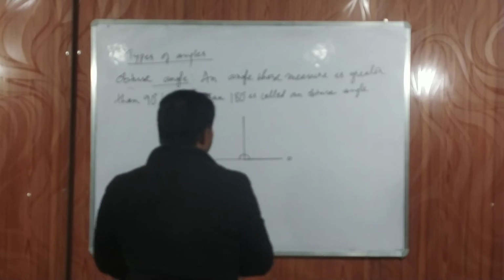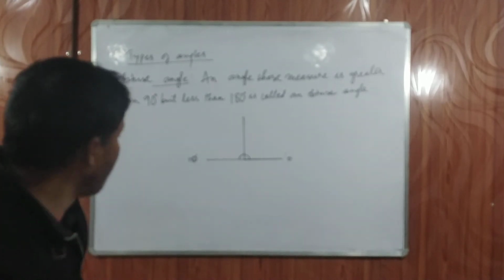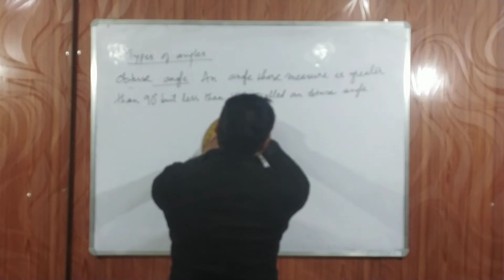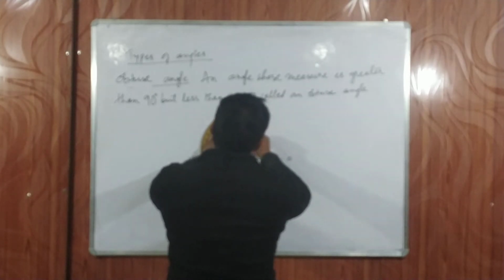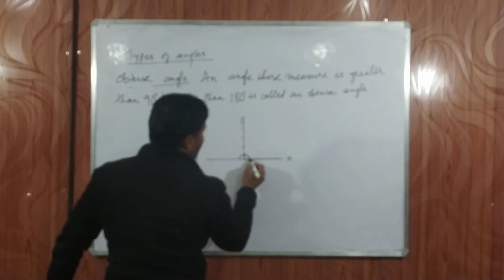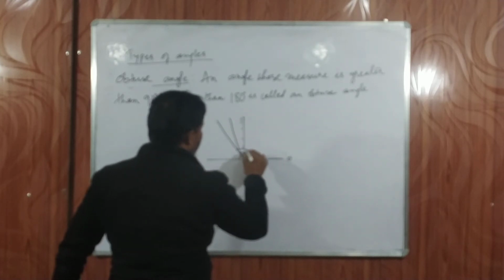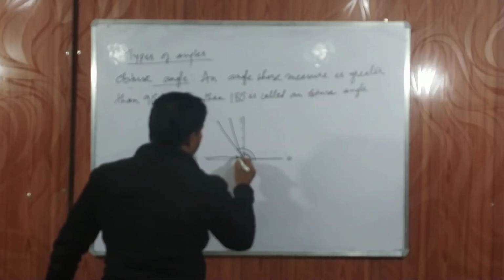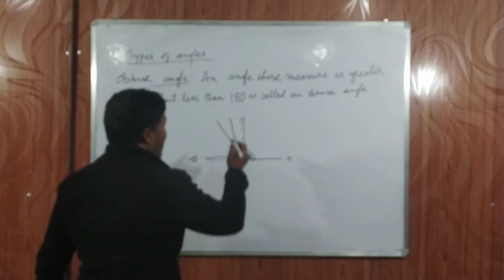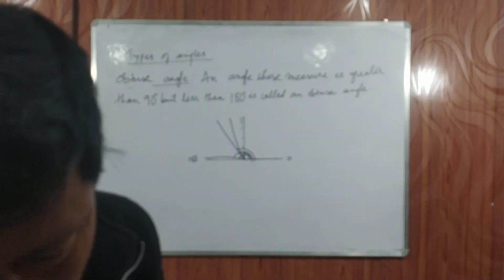So an obtuse angle will be more than 90 degree. This line you see, this is an obtuse angle, this is also an obtuse angle, this is also an obtuse angle. So up to here, this will be an obtuse angle. That means it should be less than 180 degree, but it should be greater than 90 degree. That is an obtuse angle. I hope you have understood.